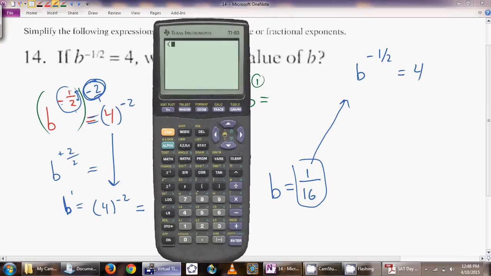So I'm saying b is going to be 1/16. And I want to raise that to the negative 1/2 power. Here's my value of b. It's getting raised to a negative 1/2 power. So when I hit enter, this should give me 4. If it gives me 4, I know my b value of 1/16 is correct. Lo and behold, I am correct.